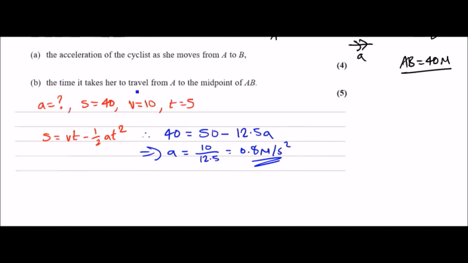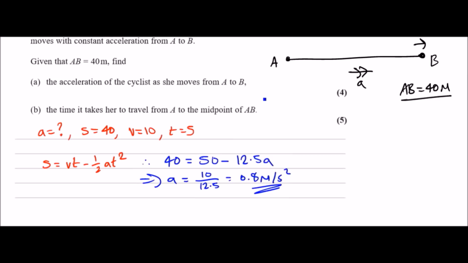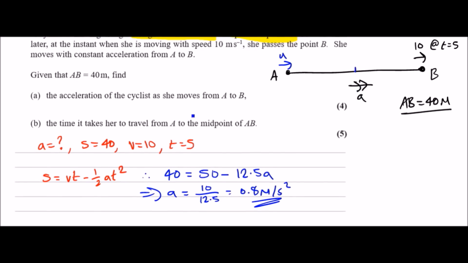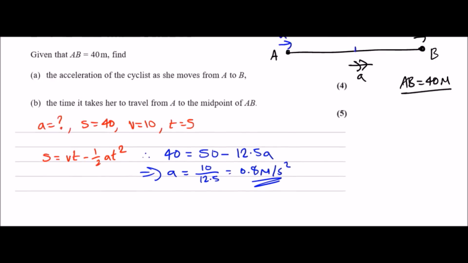Now we need to find the time it takes her to travel from A to the midpoint of AB. First things first, we don't know the speed at A, so we should try to evaluate this term here. Let's just call this one U for now. The midpoint is 20 meters across, so let's find out the initial speed using another equation, the one we saw earlier: S equals UT plus half AT squared.